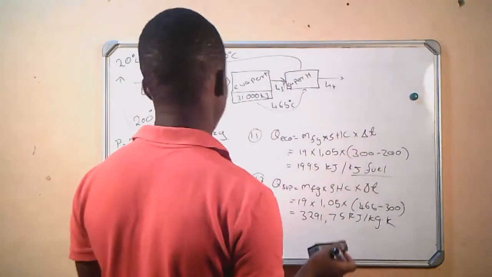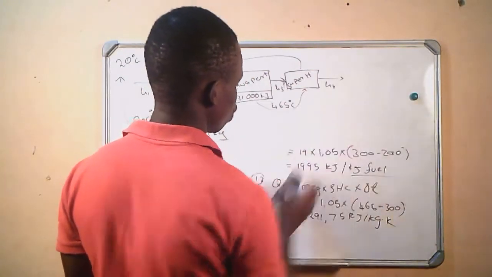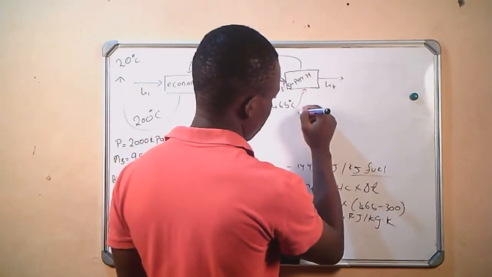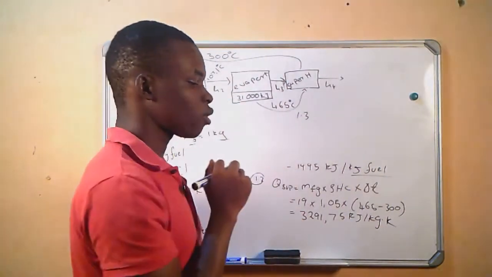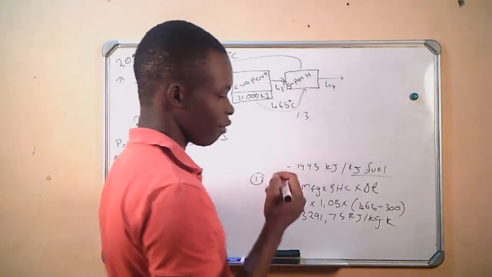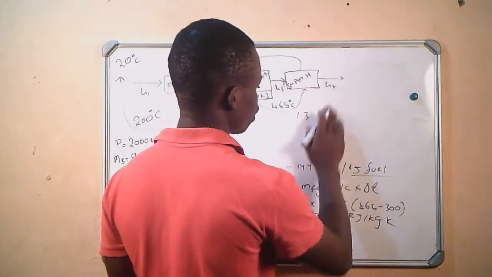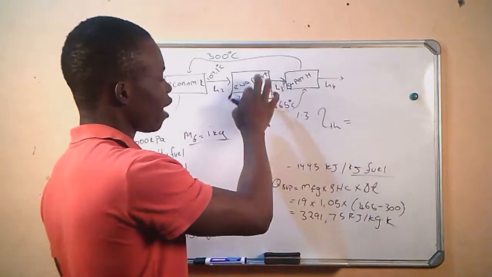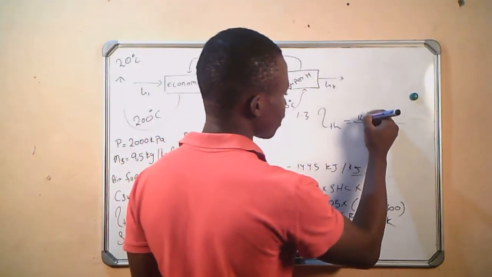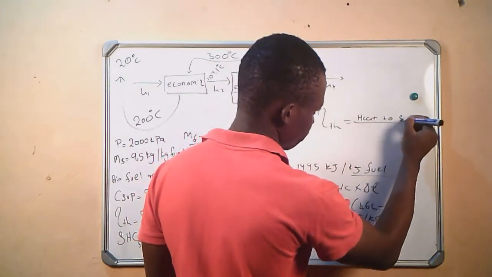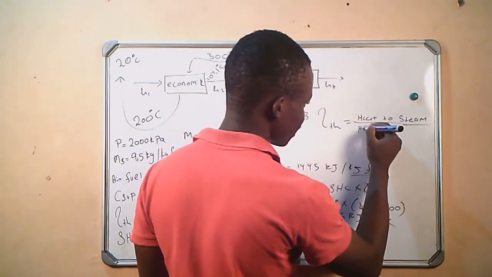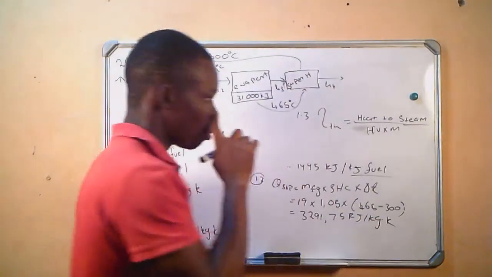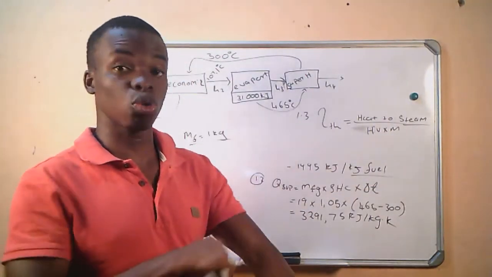I will need this space. Erase this. Question number 3. They say heat absorbed by the evaporator in kilojoules per kg of fuel. In this case, we will use the thermal efficiency to get the heat that is absorbed at the evaporator. We know thermal efficiency is given by the heat transferred to steam divided by CV times mass, which is the heat value, the total heat energy that is produced by the fuel.